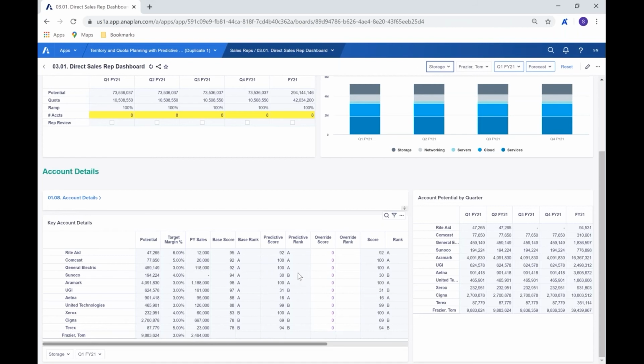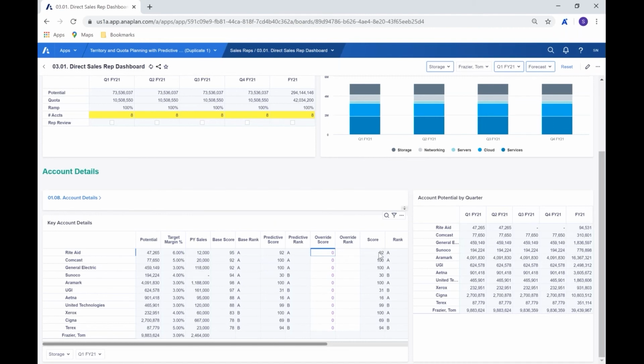So in that situation, we want to have control over how we use it. And this is an example of how we may do that. So we have the base and now we have our prediction that's come through, our predictive rank and score. And we may want to set overrides. So in some situations, we may keep it as is. And in situations where we do, we've set it in this case to use the predictive score and the predictive rank as the main one.